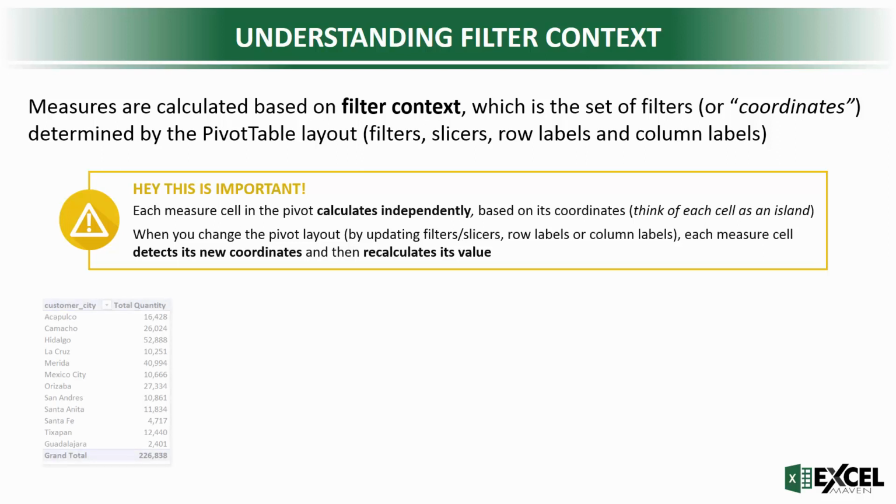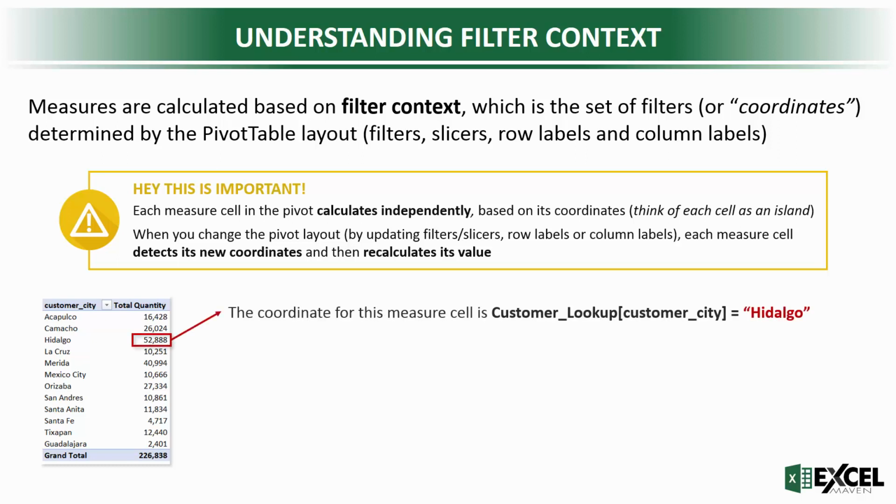So quick example here. Take a look at this simple view, just 2 columns. We've got our total quantity measure as values, and we've got customer city as row labels with a grand total row. Now, if we drill in and isolate one cell in that view, let's take this one, for instance, 52,888 in the Hidalgo row. The coordinate for this particular cell is customer lookup table, customer city column equals Hidalgo. Pretty straightforward. That makes sense. That's the only filter based on the view we're looking at that's going to impact what value this measure returns.